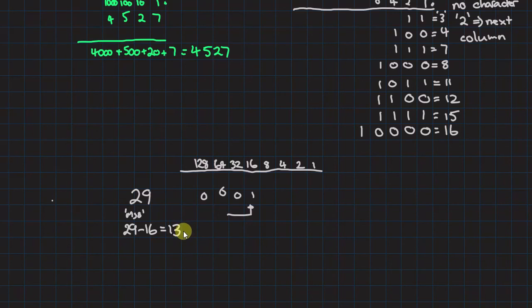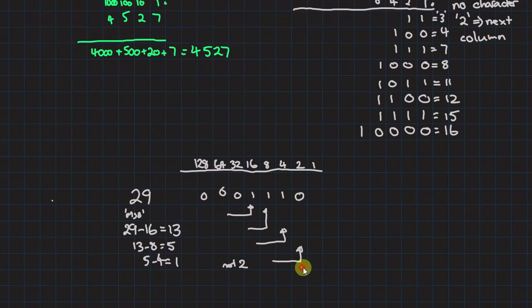I look at the next numbers I can code. Can I code 8? Yes. So now I've got 13 minus 8 is 5. 5, can I subtract 4 from 5? Yes. So subtract 4 from 5, and that leaves me with 1. Can I subtract 2? No. 2 is greater than 1. So put a 0 in for 2. And then I'm left, therefore, to code that into 1.